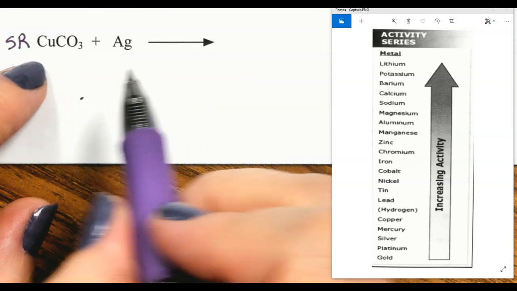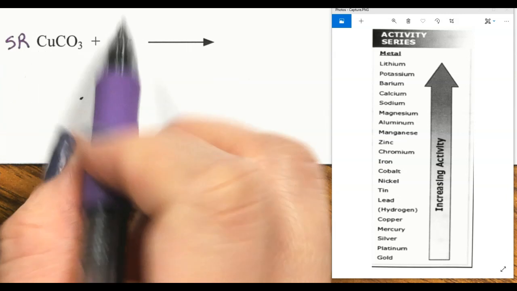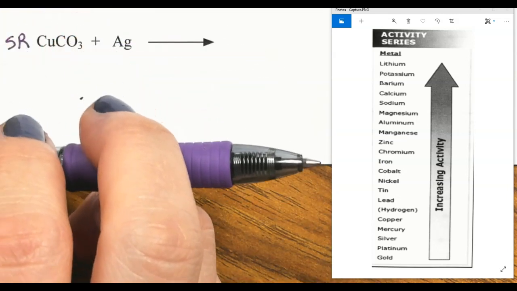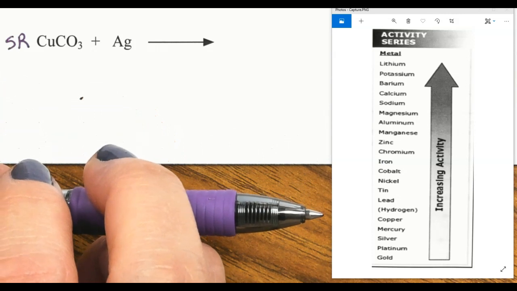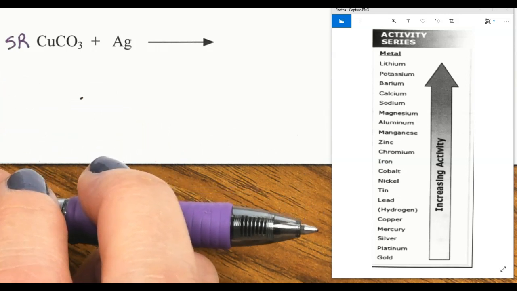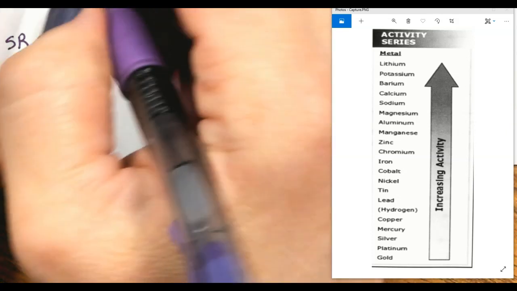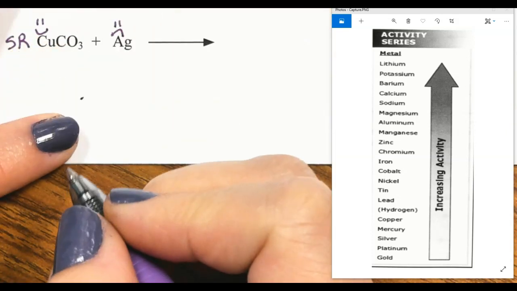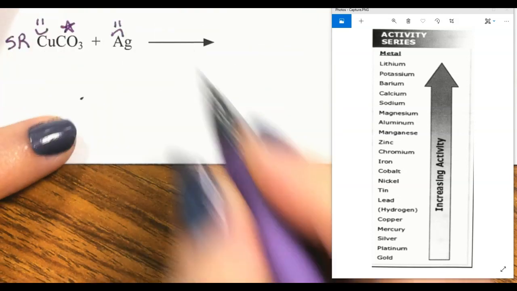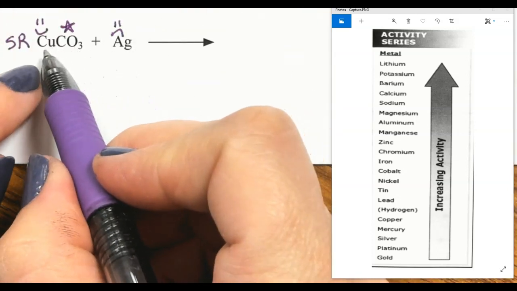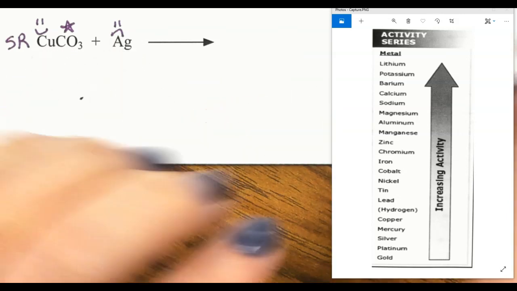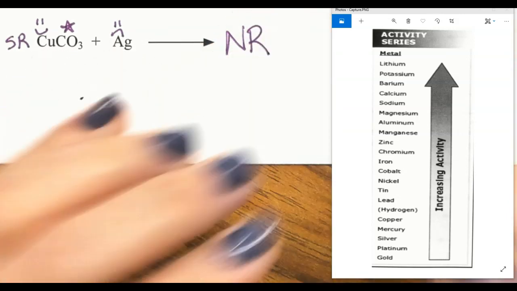Okay, so I'm looking at copper and silver, and I need to find them on the list over here. Copper is there, and silver is 2 spots below it. So copper gets the smiley face, silver gets the frowny face, and that makes carbonate the star. And the star wants to be with the smiley face, so these two are not going to switch. And so this is no reaction.